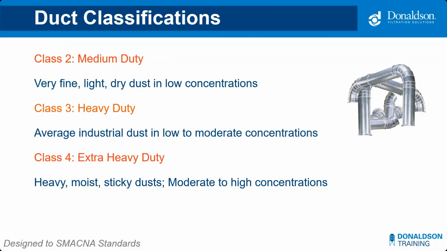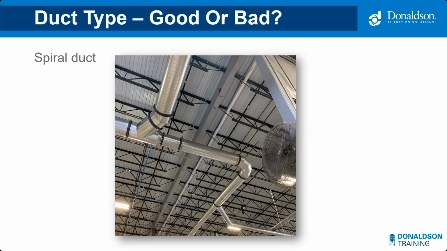So think granite dust or material handling would be good examples. And lastly, class 4 is extra heavy duty for heavy, moist, sticky dust in moderate to high concentrations, things like cement dust or lead dust. All right, on to the next one here. Spiral ducting, good or bad for dust collection systems?